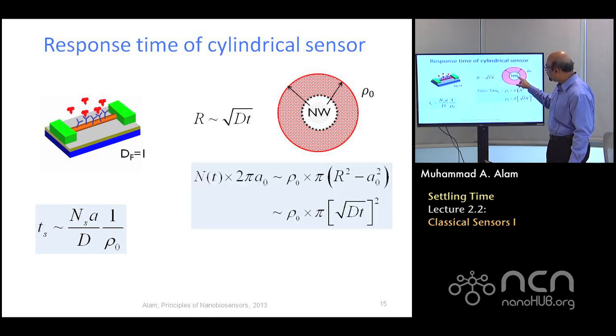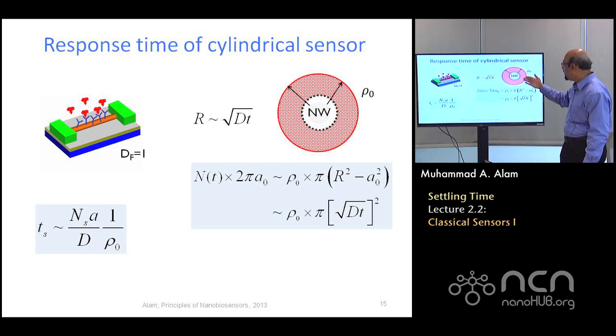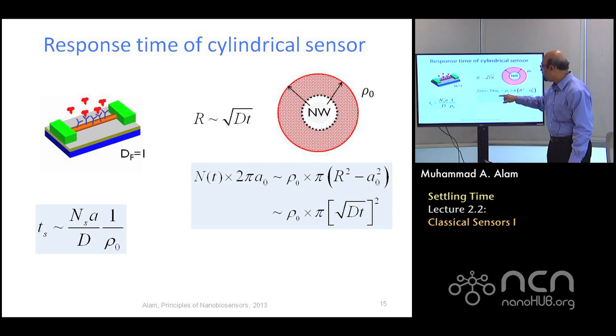N_t is the number of molecules that got captured on this nanowire surface. 2 pi a naught is the sensor surface. Of course, you can multiply by L for the length, but we'll not think about the length per se, just per unit length. Now, what is that number? Well, it's very simple. Rho naught is the original density, pi r squared, where r squared is the region that got depleted, minus a naught squared, the original nanowire volume.